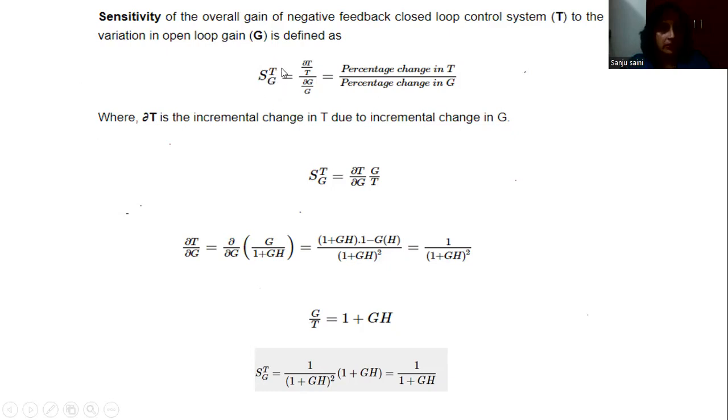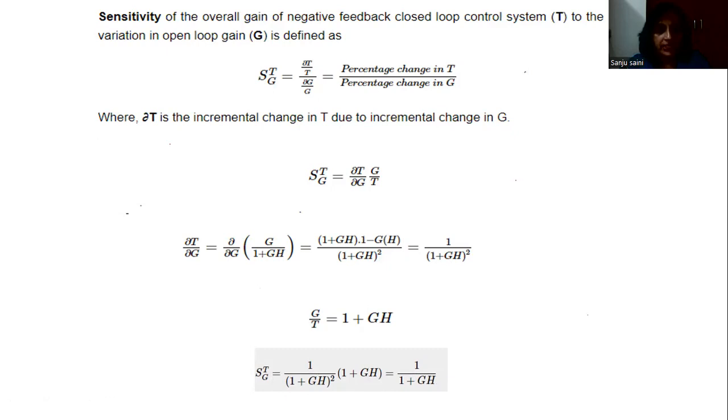How the overall transfer function varies with the variation in G is basically the sensitivity of the plant, and it is defined as ∂T/T with respect to ∂G/G. That is the percentage change in the overall transfer function that is caused by the percentage change in the plant transfer function. It can be written as ∂T/∂G into G/T. Then we substitute the value of T. T is G divided by 1 plus GH. G is as it is, and ∂T/∂G we have calculated to be equal to 1 over (1 plus GH) squared. We substitute all the values within this. Then we get the sensitivity of the overall transfer function to G, which is equal to 1 divided by 1 plus GH.